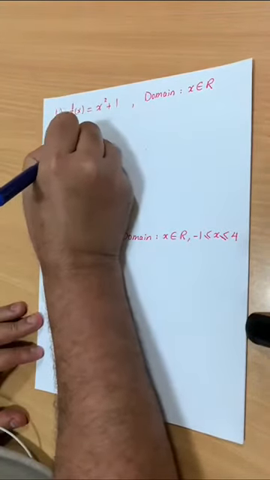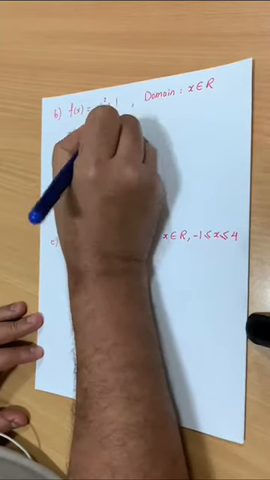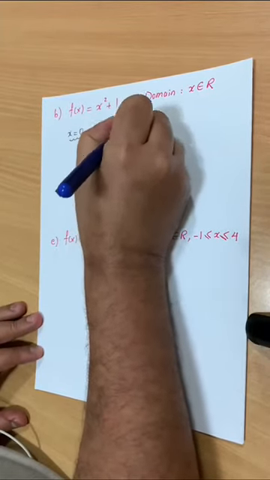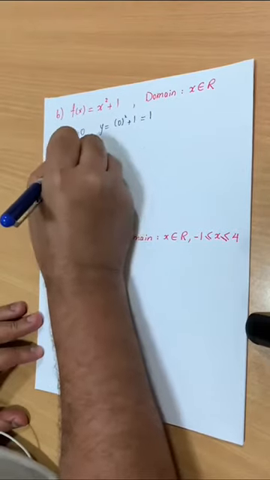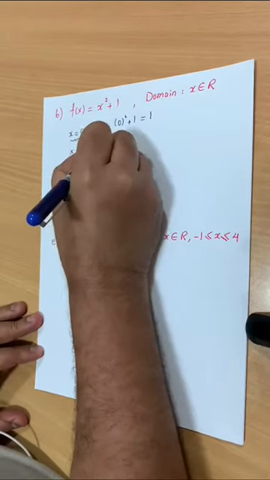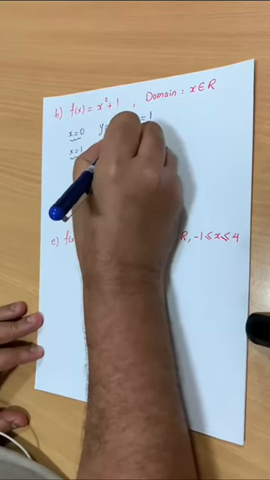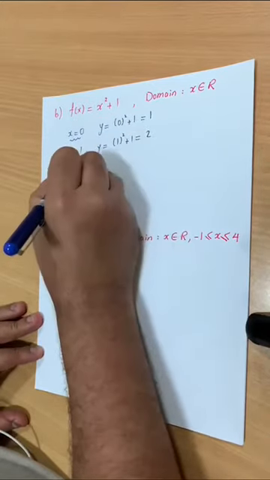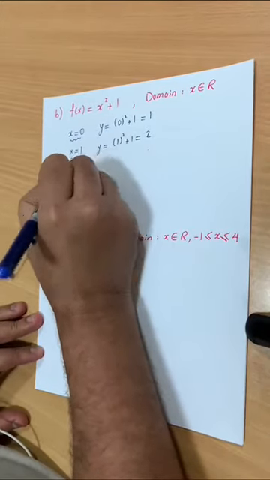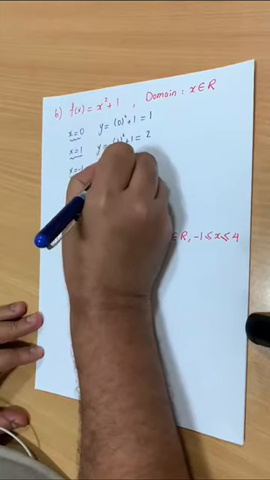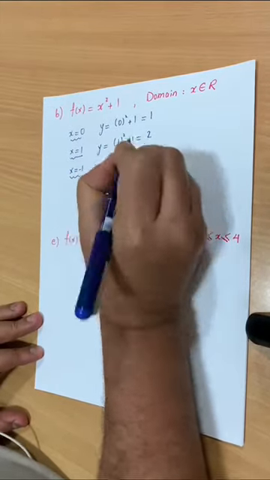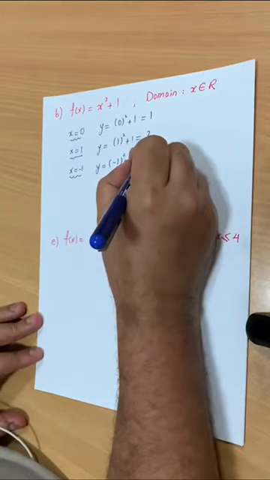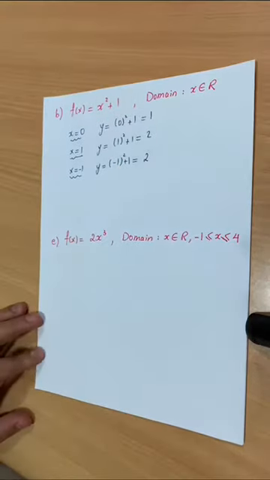x equals 0. So you'll get y equals 0 squared plus 1, which is equal to 1. Using x equals 1, y equals 1 squared plus 1, which is equal to 2. Let's use x equals negative 1, y equals negative 1 squared plus 1, so equals 2 as well.